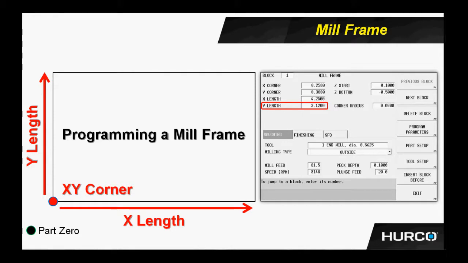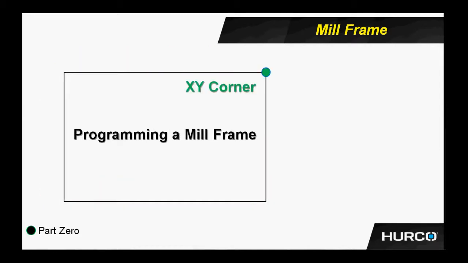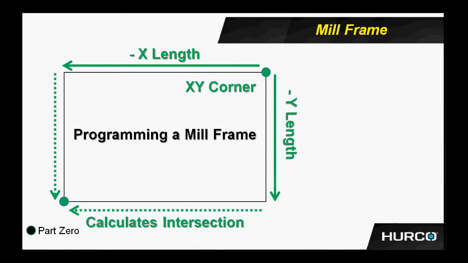Using this information, the control is able to calculate the intersecting corner and thereby determine the size of the frame that you're milling. As I said, the XY corner does not have to be one particular corner. It can be any of the four corners that you can determine by print dimensions. In this example here, we see that the upper right corner is the XY corner in the frame, and the X length and Y length are both negative numbers because the length of each side of the frame traveling away from that corner we described is in the negative direction. Again, the control will calculate the intersection point and be able to mill the frame to size.